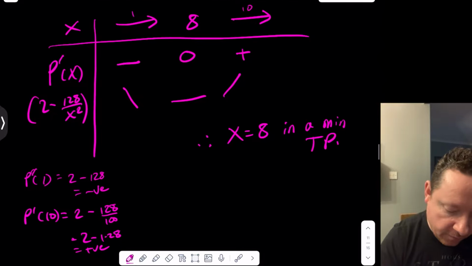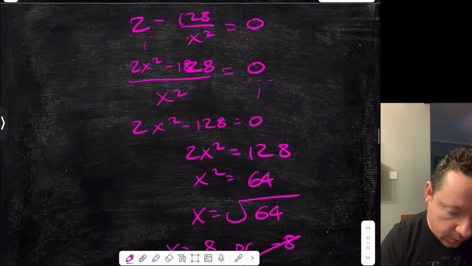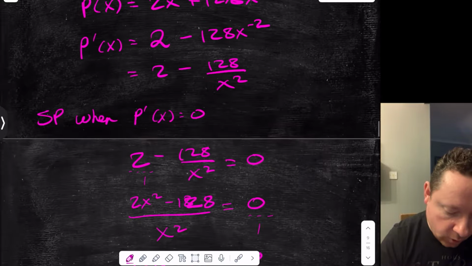We have to find the minimum value of P. So remember, P of x was equal to 2x plus 128 over x.